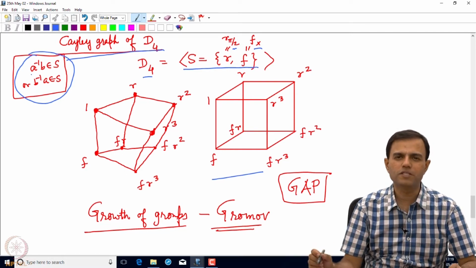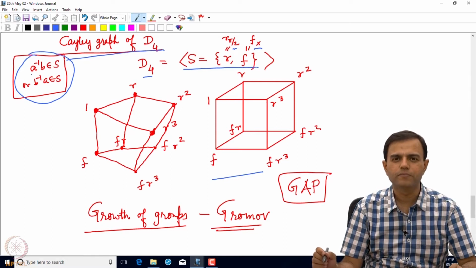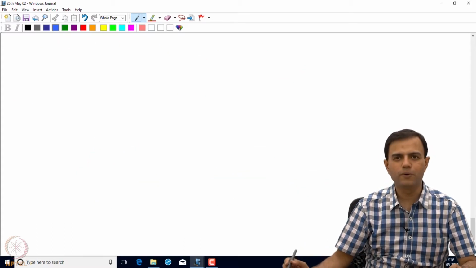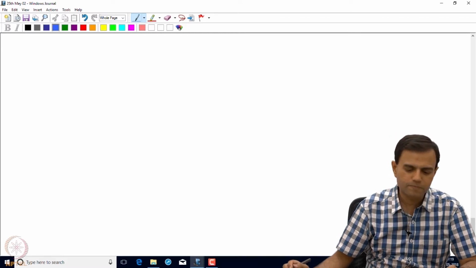What's the use of expressing groups in this fashion? Many applications would come, and before that, let's practice more. Let's see a few more examples.